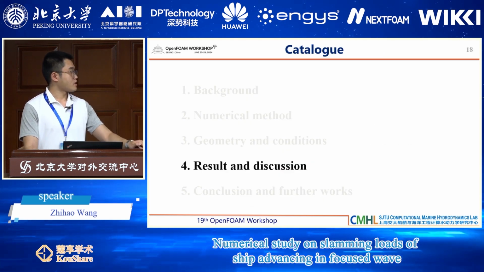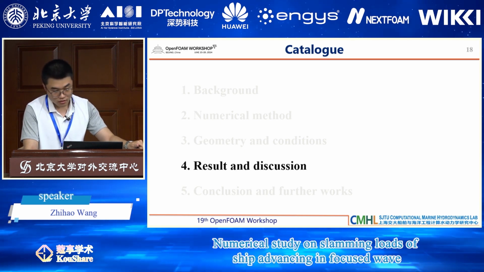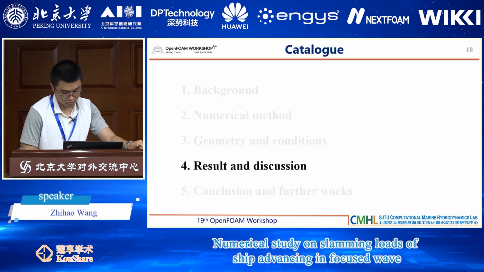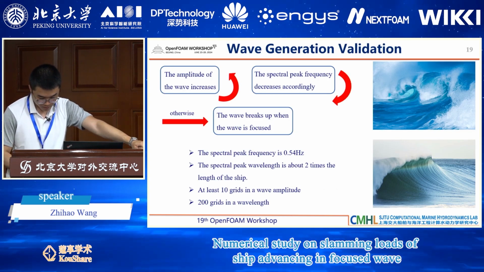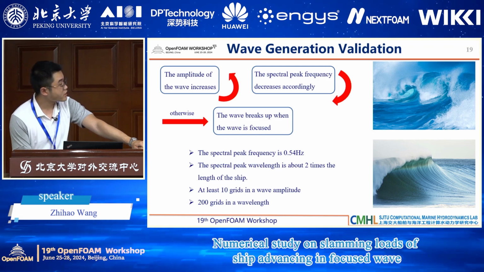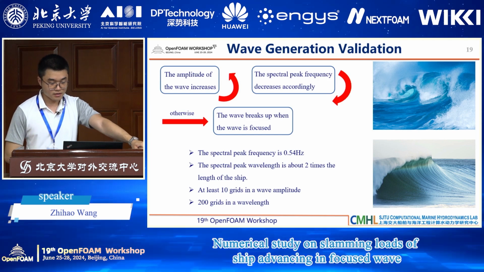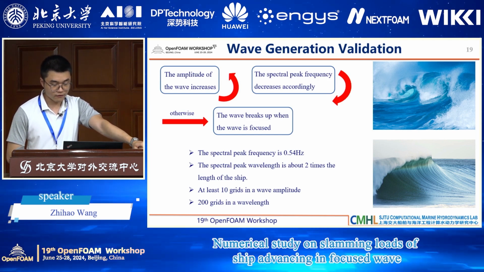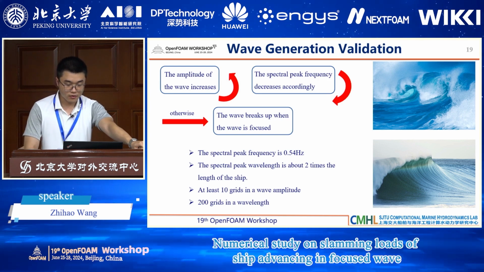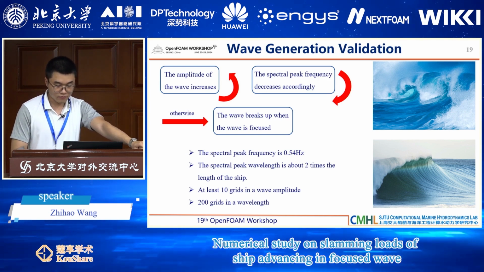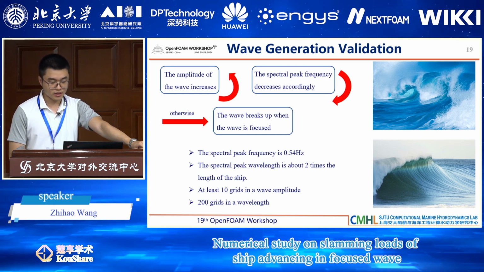The fourth part is the results and the discussion. The generation of the focused waves is dependent on the significant wave height. As the amplitude of the focused wave increases, the spectral peak frequency needs to decrease accordingly. Otherwise, the wave breaks up when the wave is focused, and thus the desired amplitude cannot be achieved.